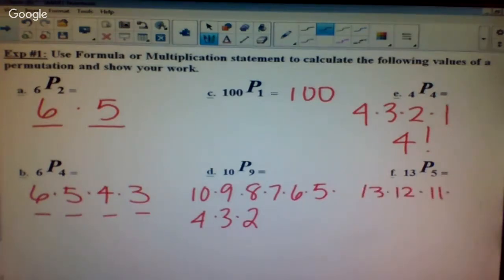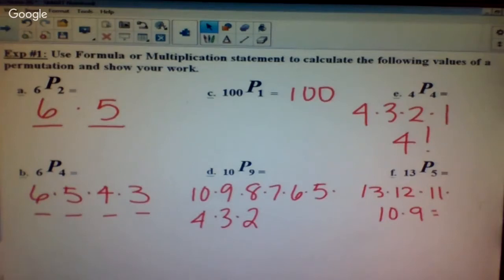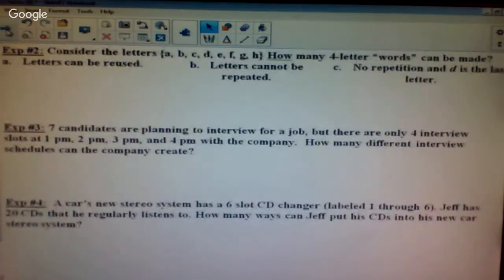11, 10, 9. Good. Okay. So, again, when you see those, all I want is the multiplication statements. You will not have to answer that section. You just have to give me what you would plug in. So what's that formula? It's just that section of the test I want you to show me that you know how to calculate it without the calculator. Okay.